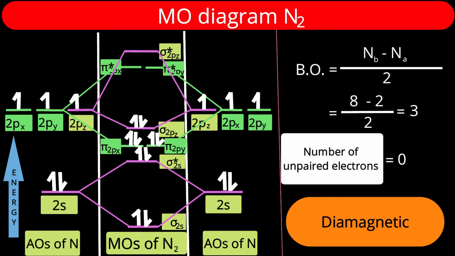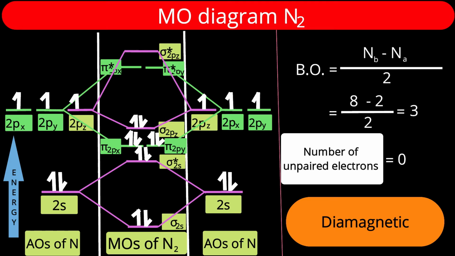Now let us understand the electronic distribution in the nitrogen molecule. Nitrogen has atomic number 7, so the nitrogen molecule will have a total of 14 electrons. How can we distribute those 14 electrons? That we have to study. For that, the energetics should be clear. Energetics is made clear in this MO diagram.